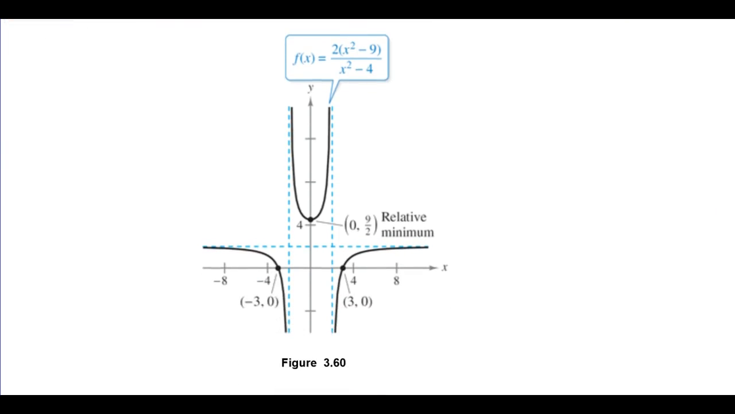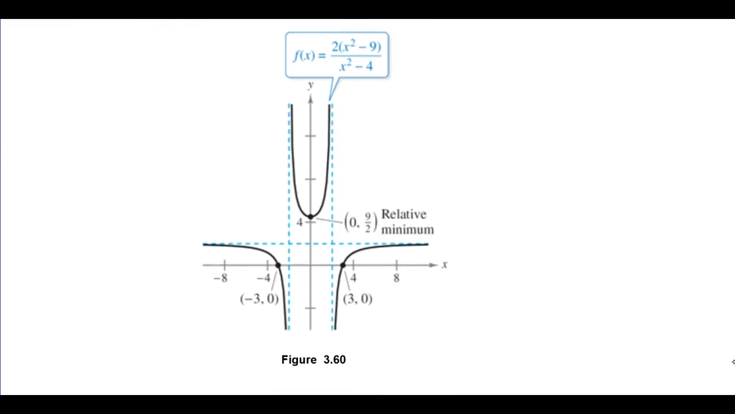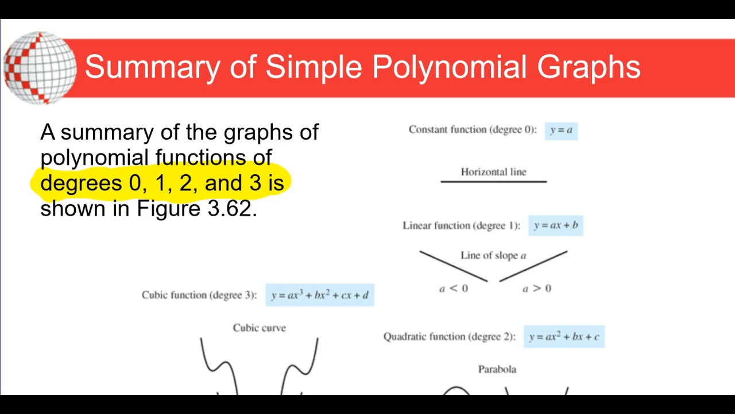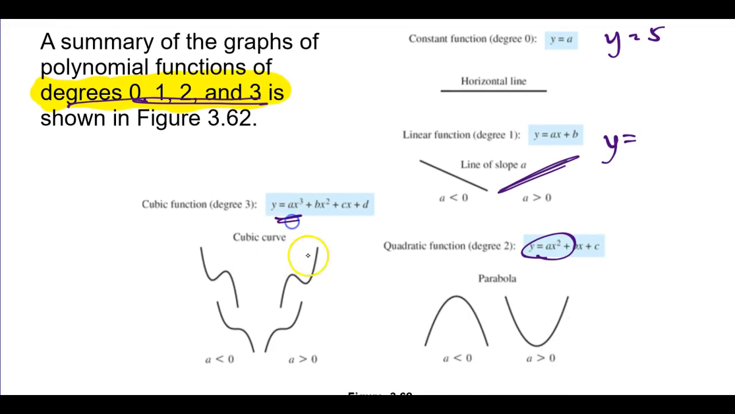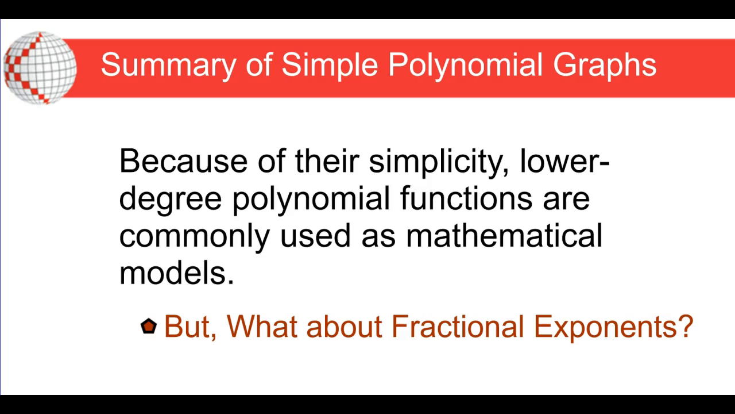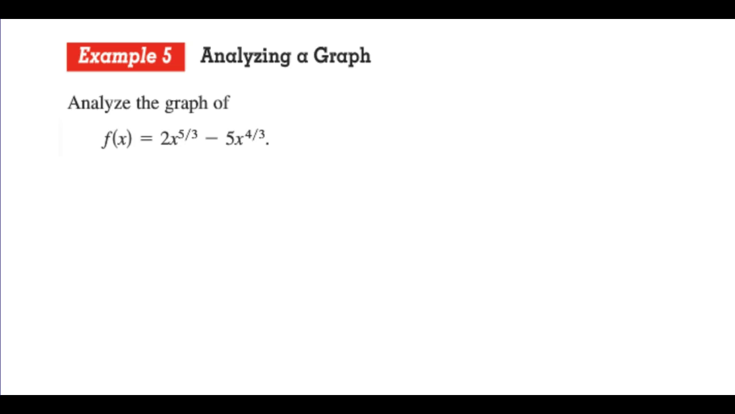The idea is if I took your calculator away, which I'm not going to, you could still be able to graph something like this. So if the degree is something simple, you should know if it's just y equals 5, it's a horizontal line. If y is equal to mx plus b, it's a line. If it's a parabola, it's in this shape. And if it's a cubic function, it's an S. But what about fractional exponents? Well, that makes things a little bit harder.